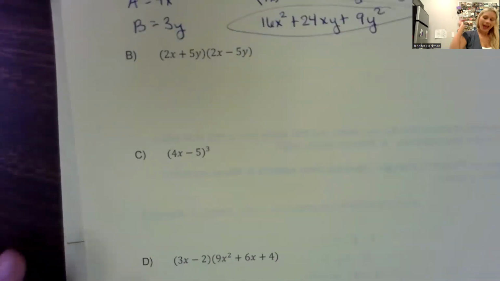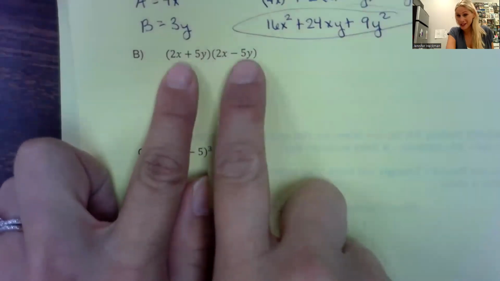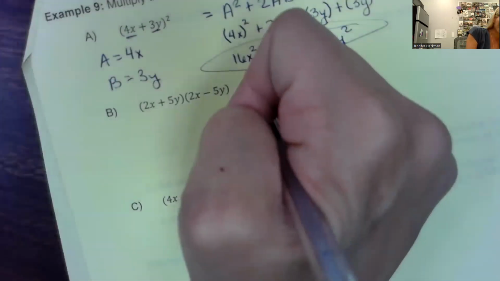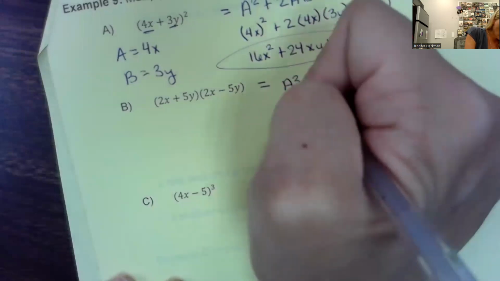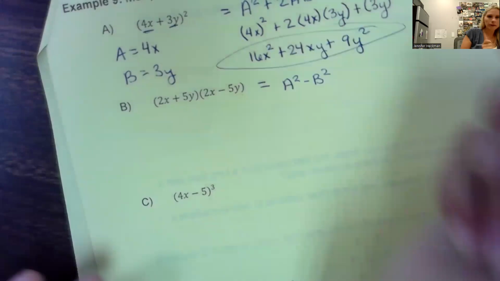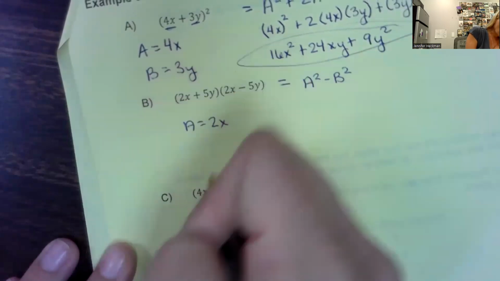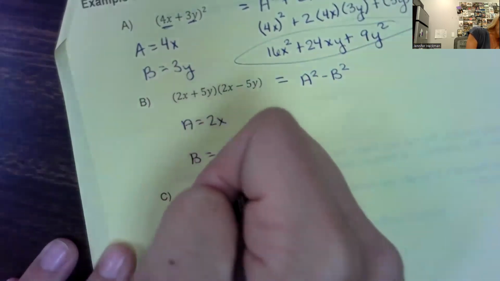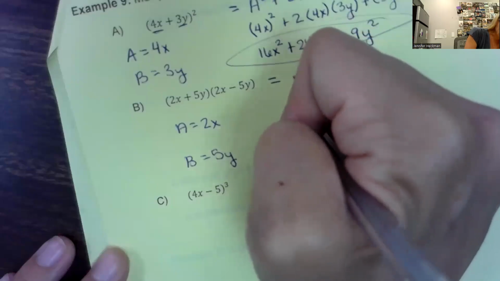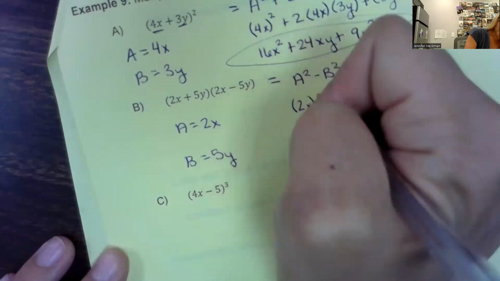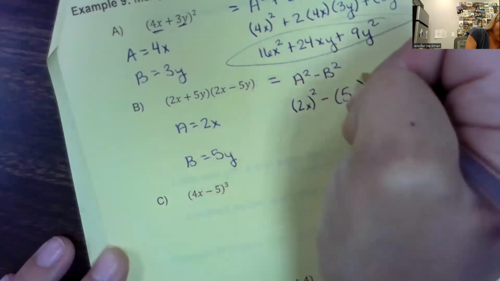All right, and B, this is the difference of squares. I know this because A and B are the same and the signs are different, right? So if you look at the other page, the difference of squares tells you that the outcome is going to be A squared minus B squared. A in this case is 2x. B in this case is 5y. Okay. So now I substitute in, so I have 2x for my a and 5y for my b.